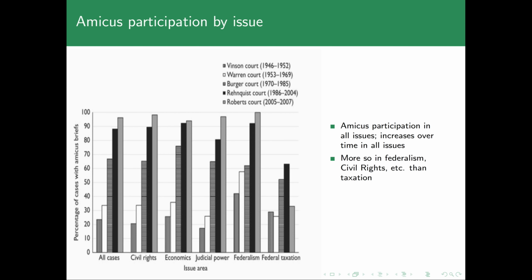Obviously, this participation is higher and increased a little bit more in areas like federalism here and civil rights here. It's more there than in taxation. Okay, so again, there's amicus participation in all issues, and it's really high in all issues nowadays. For the Roberts Court, the 3 terms for which there's data for this figure, in every single federalism case they heard, there was amicus participation. Similarly, it's always above 90% except for federal taxation for the Roberts Court.